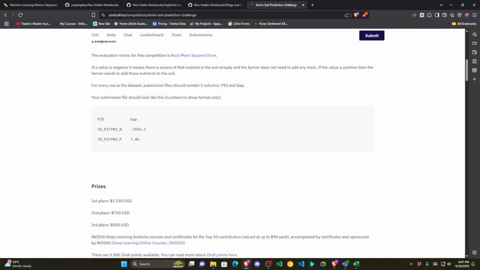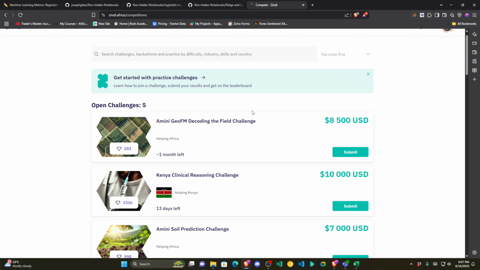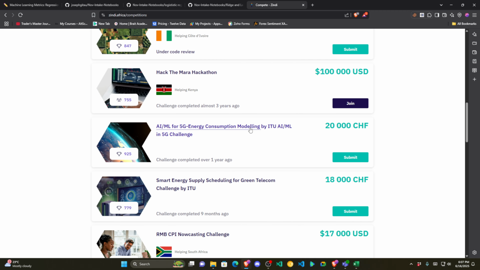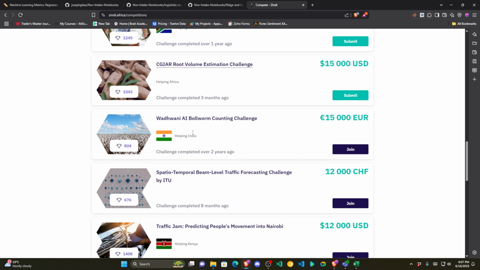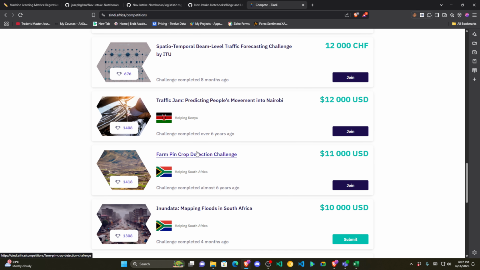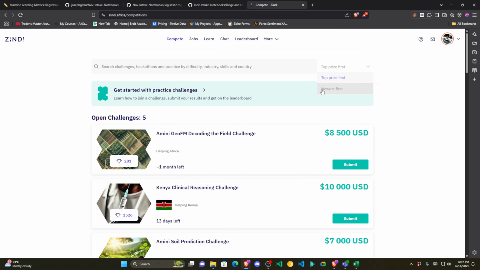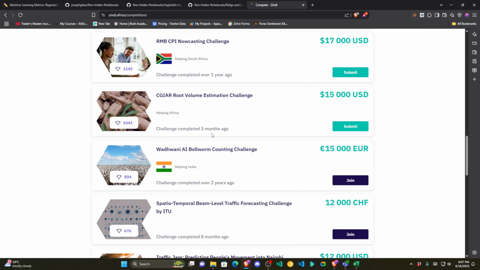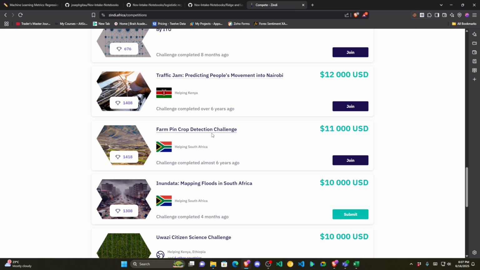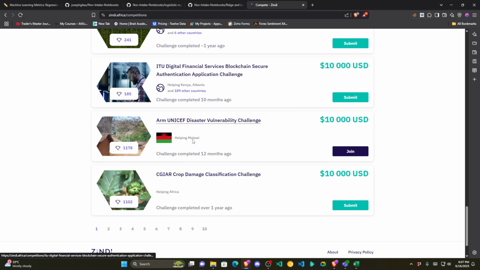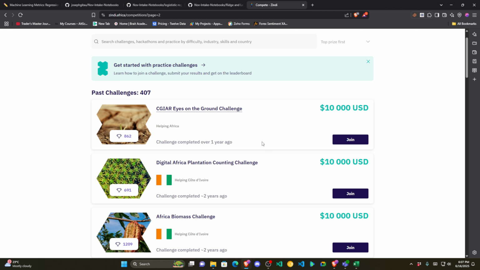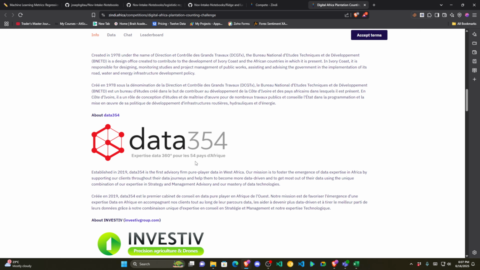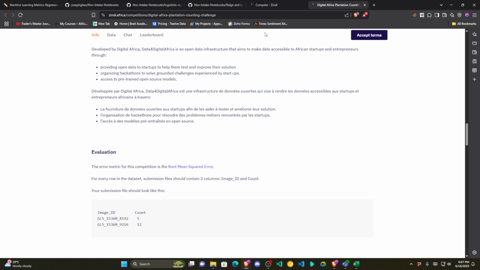There should be a competition over here that uses the R squared score. Let me check and see if there is one. CPI, that is big. Let me see if there are filters over here. Yeah, plantation counting. Let me see what the evaluation metric was here. Root mean squared error.